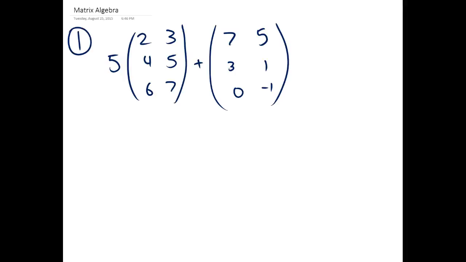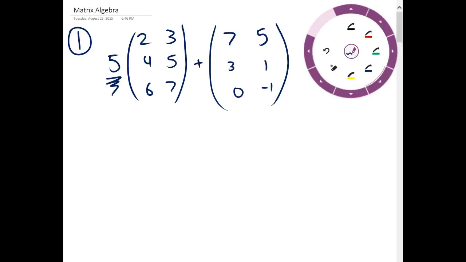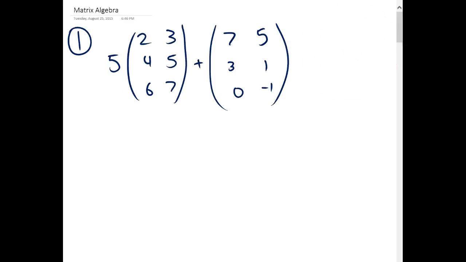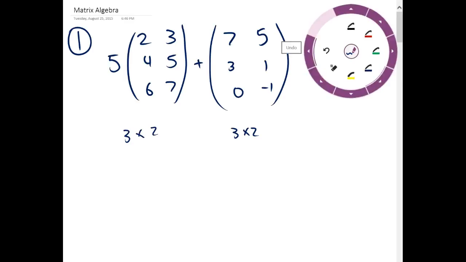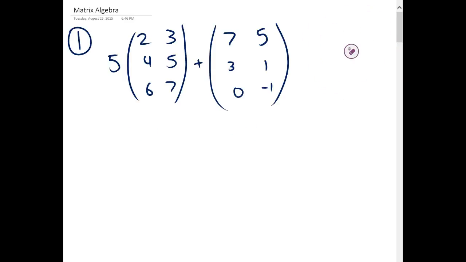We're going to do some examples for matrix algebra. Our first example, we have two matrices, and we want to add them together. So the first one, we're scaling by 5. We can add these matrices because they have the same dimension, 3 by 2. If they don't have the same dimensions, then you can't add them together.